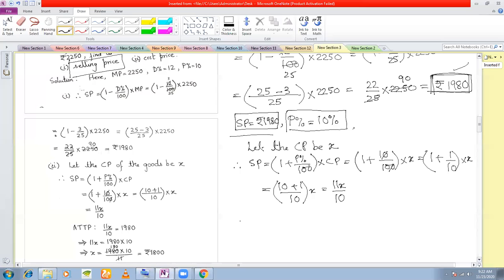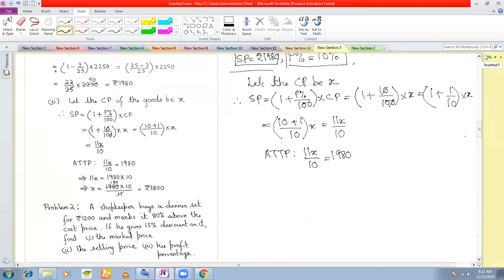But the selling price is given to be 1980. So according to the problem, 11x by 10 must be equal to 1980. Now you can calculate x from here. So 11x here is 1980. You can cancel here. 180. So 1800 is your cost price.